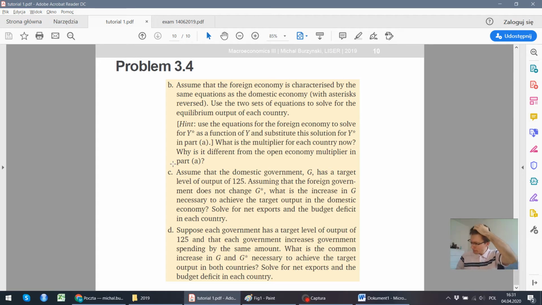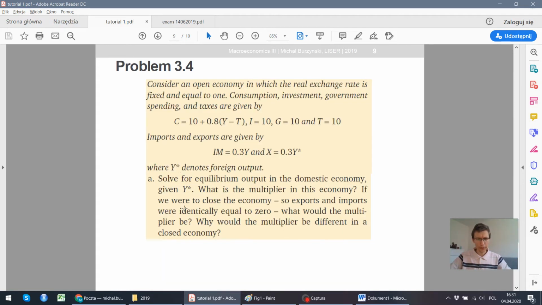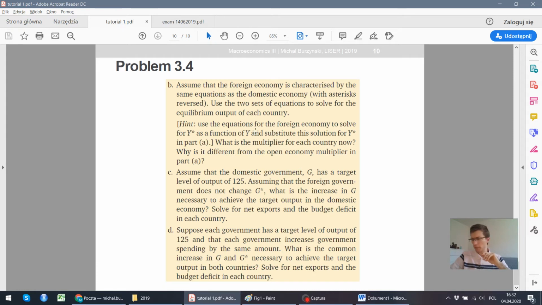So we solved A, where we discussed the different multipliers in the closed economy, in the open economy but keeping the second country exogenous, and in the open economy endogenizing both countries. I think this was A, and then it was point B. So now let's move to point C.